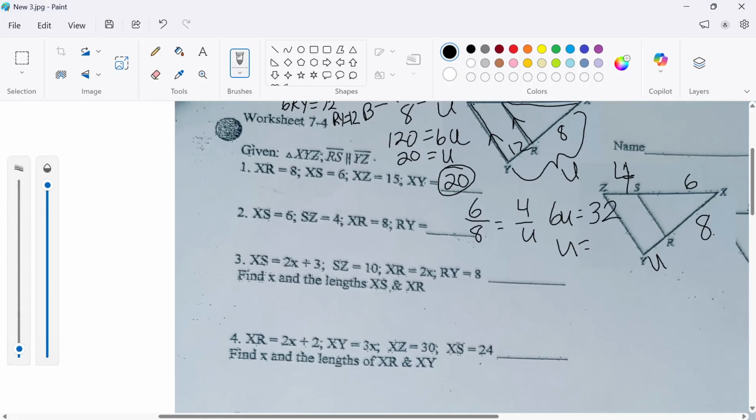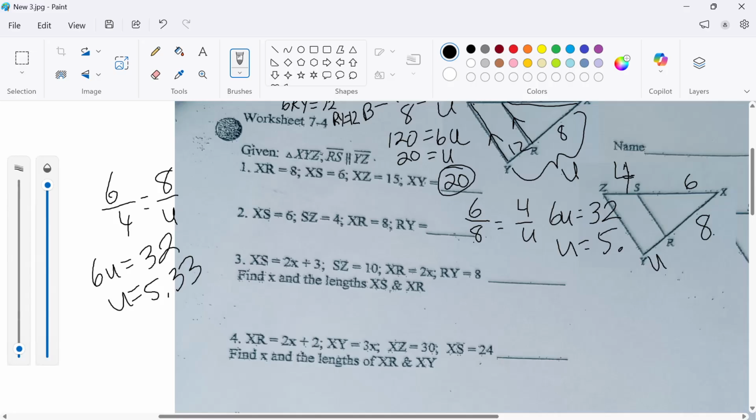Well, I guess that's what it is. I'm used to these coming out even. Usually they come out even. So 6 is to 8 as 4 is to U, or let me try it that way. 6 is to 4 as 8 is to U. 6U equals 32. U equals 5.3333. So that's the answer. It's 5.333, or 5 1/3, I guess.